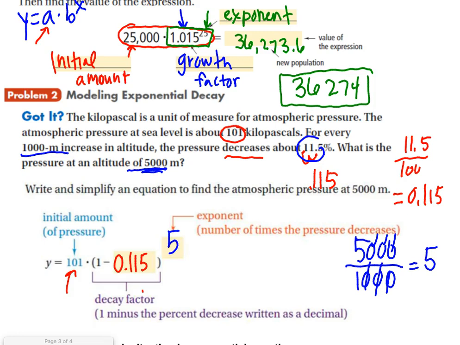So again, now you guys, it's just calculator work. Just punch this into your calculator. 101 times parentheses 1 minus 0.115 to the power of 5. Take a moment to practice that, see what you get. And you should get 54.8.